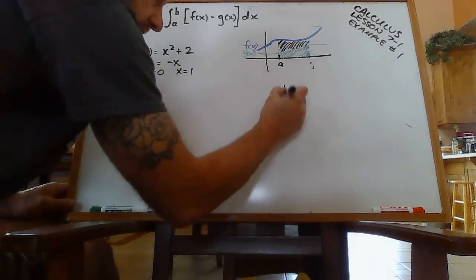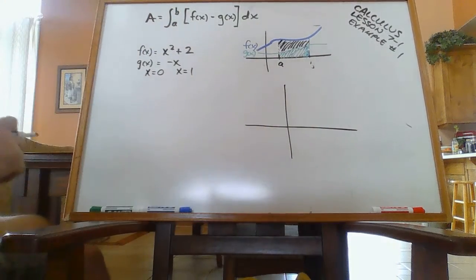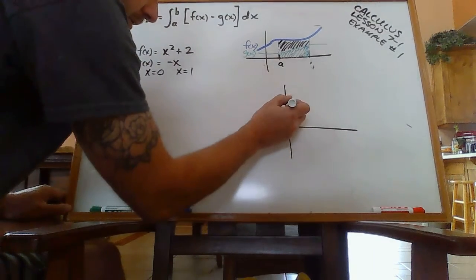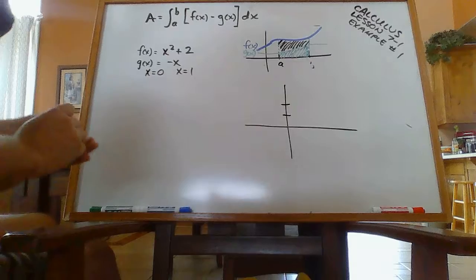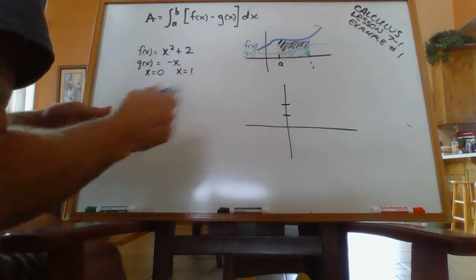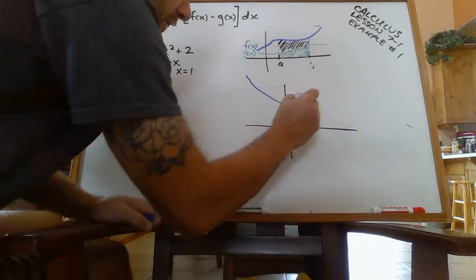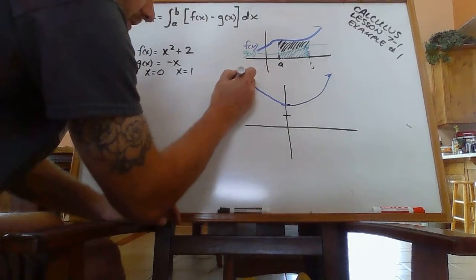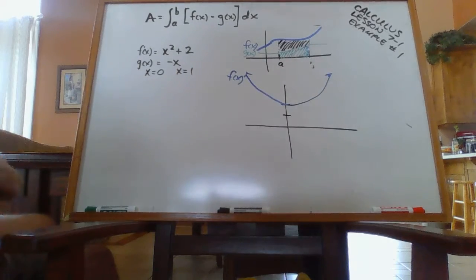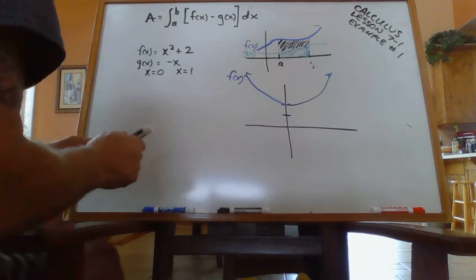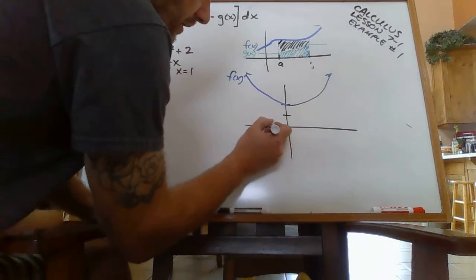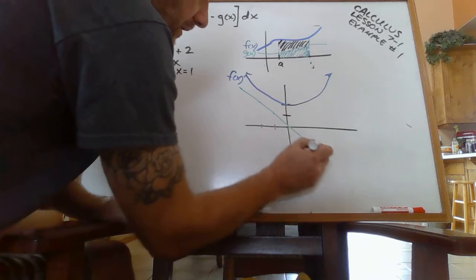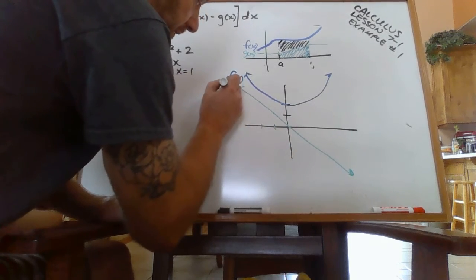Okay, so what that does is that gives me a curve. So this is just a parabola with a y-intercept of 2. So it would look something like this. Okay, so there's f of x. And then g of x is the line y equals negative x. So it's going to look like this. So there's g of x.